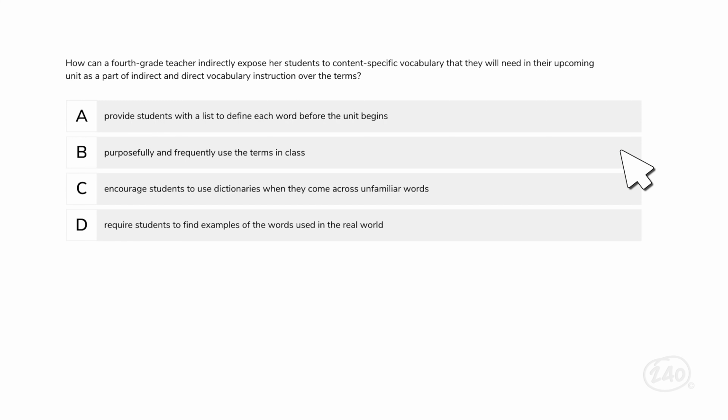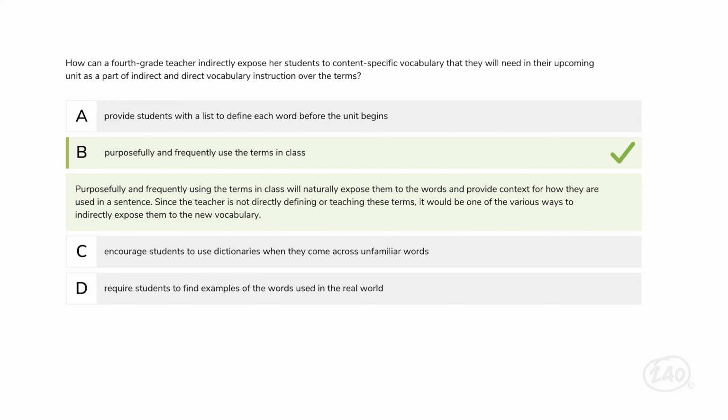This is the best choice. Purposefully and frequently using the terms in the class will naturally expose them to the words and provide context for how they were used in a sentence.